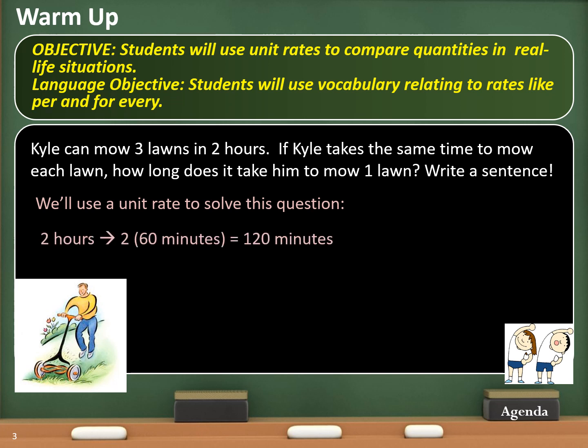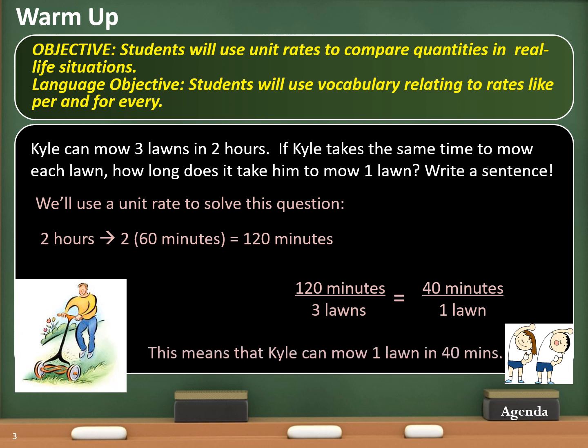So 1 hour is 60 minutes, 2 hours is 120 minutes. And remember, we need the time to mow 1 lawn. So 120 minutes divided by 3, that means we divide 120 into 3 parts. So each part takes 40 minutes. So what is your answer? 40 minutes it takes to mow 1 lawn.